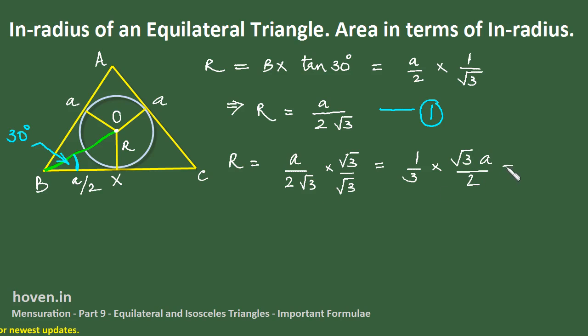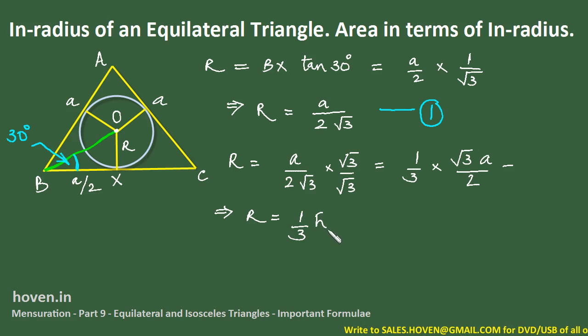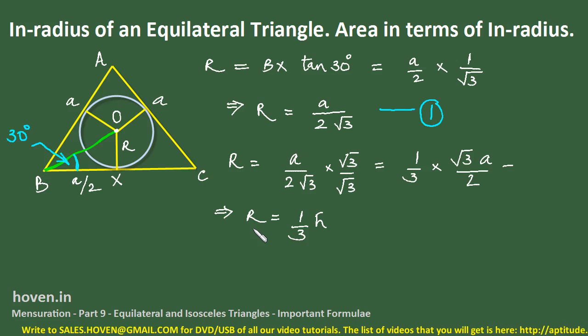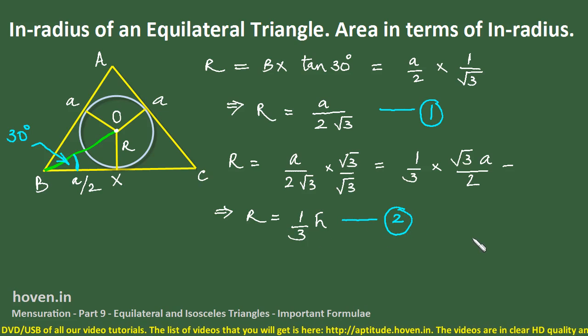Which implies r can be written as, if you can see it, 1 by 3 into the height of the triangle. This square root of 3 a by 2 was proved equal to the height. So we can see that the incenter and inradius is equal to 1/3 of the height of the equilateral triangle. This is the second useful result.